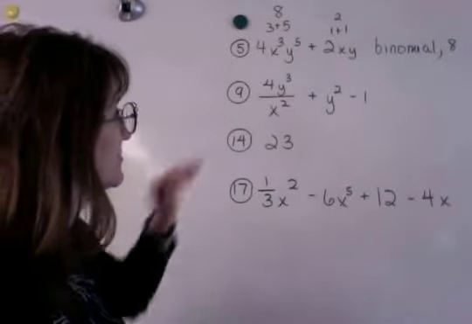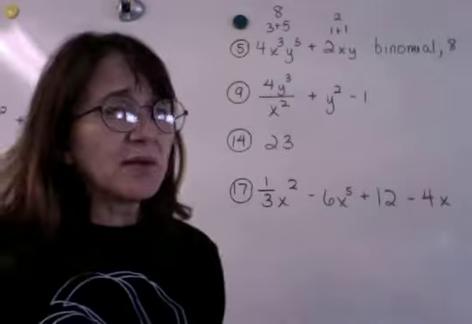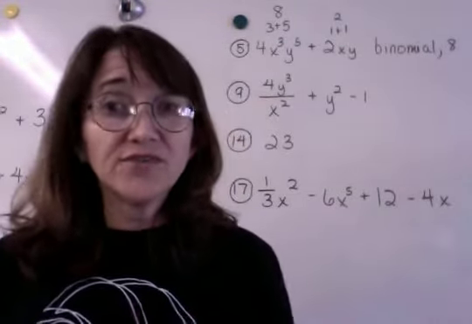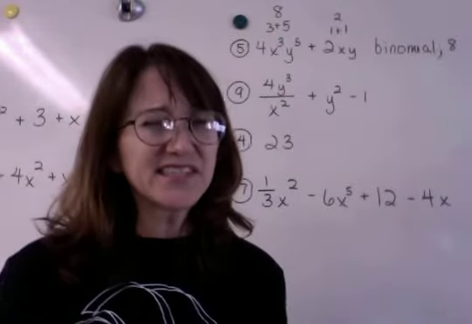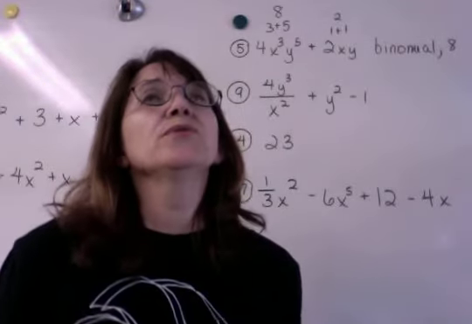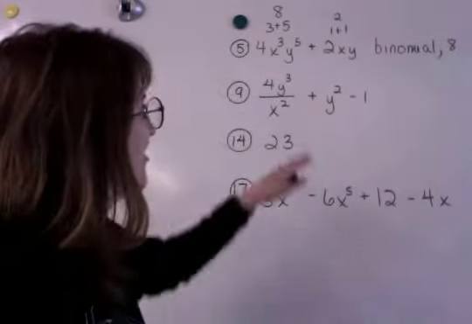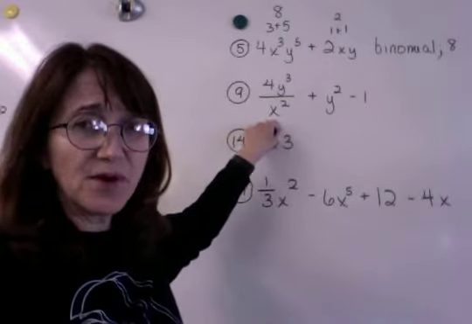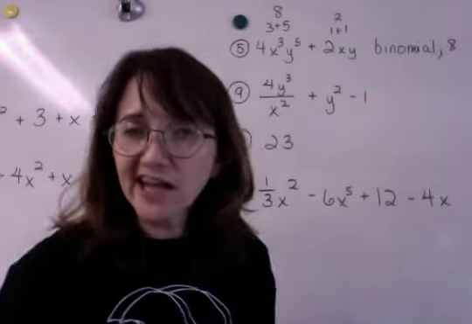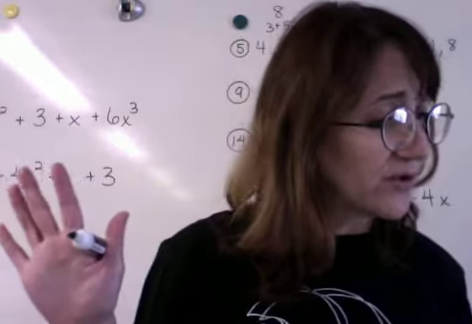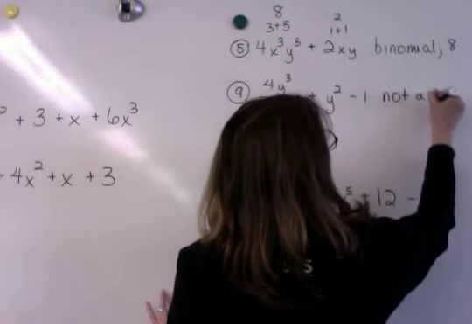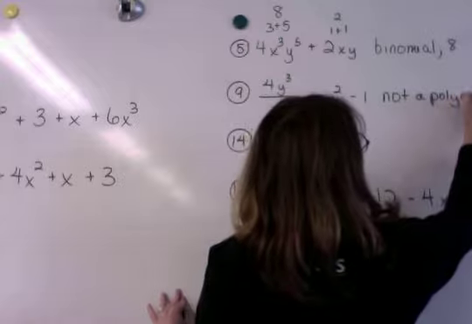Number 9 I've written here. So number 9, some of you, when you see a fraction, you get so fearful that you forget what you're doing. In this case, if you see a fraction, you can go, phew, because that's saying that's a negative exponent. If you've got an exponent in the divisor, that means it's negative, which means it isn't a polynomial. Not a polynomial is what you're going to put down as your answer.